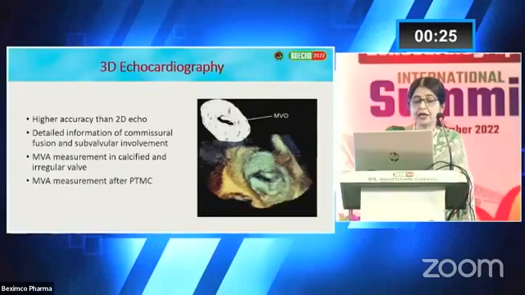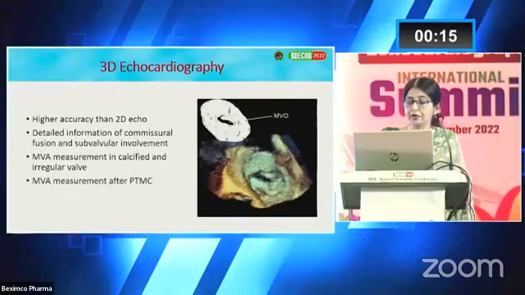3D echo has higher accuracy than 2D echo. Measurement in calcified and irregular valves is possible by 3D echo, and measurement after PTMC by 3D echo is accurate.